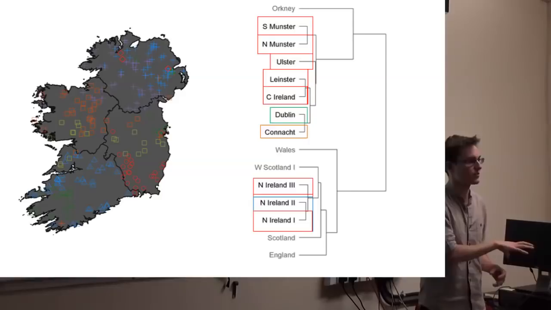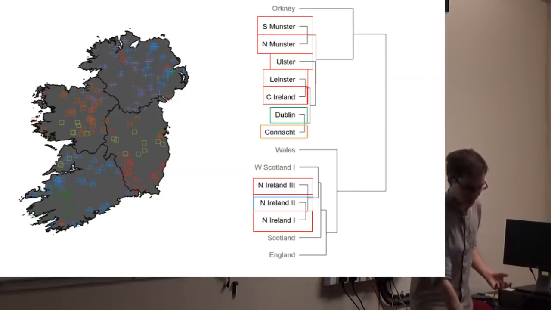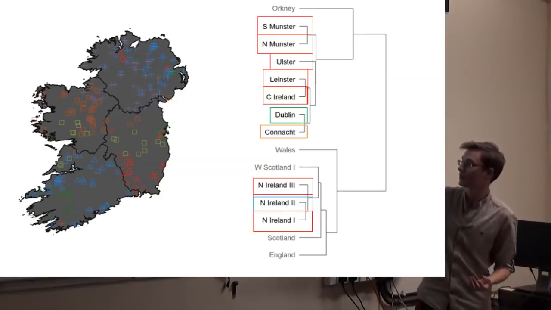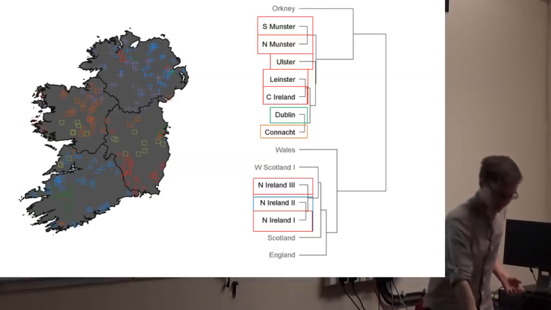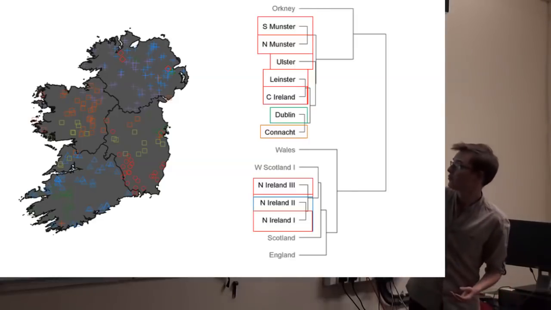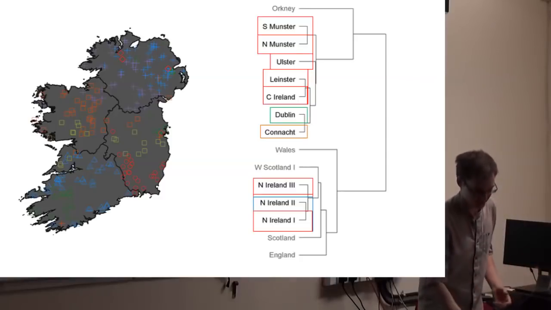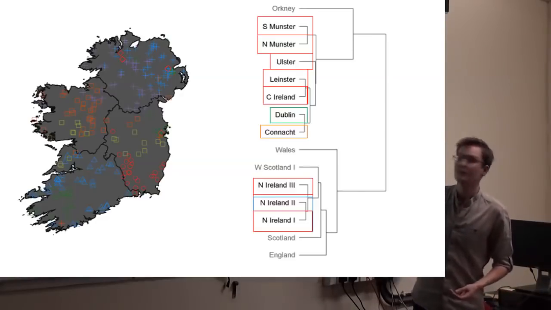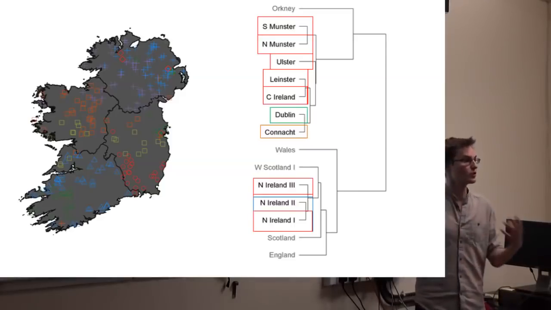Then the second largest difference in Ireland is Munster, away from everyone else. And then after that, it's Ulster. And then after that, it's this Leinster, sort of Central Ireland cluster. After that, we're splitting the North Ireland clusters up into their individual three clusters. And then we assign the last remaining individuals to the Connacht and the Dublin clusters. So now we've assigned all our Irish individuals to a group.